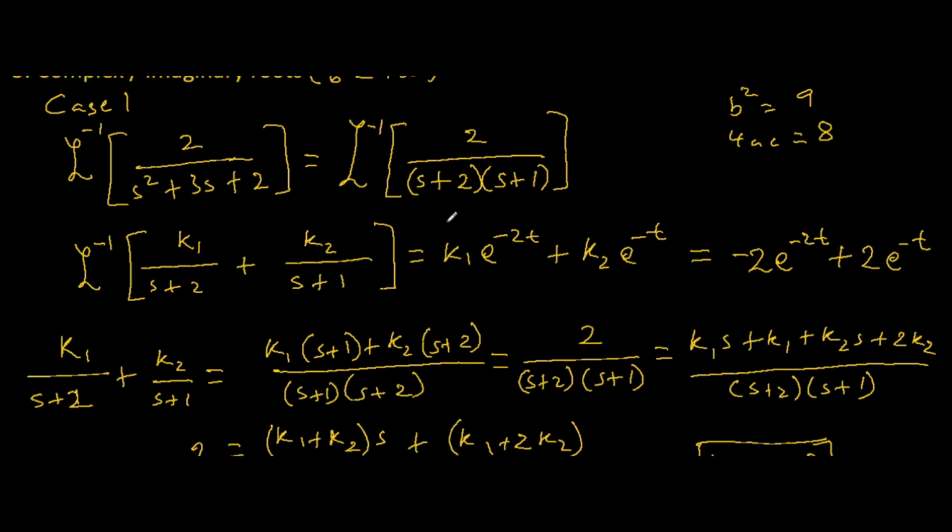What we did was we decomposed this into partial fractions, k1 over s plus 2, k2 over s plus 1. Those are the partial fractions. We decomposed it into that, and we were now able to come up with a solution.